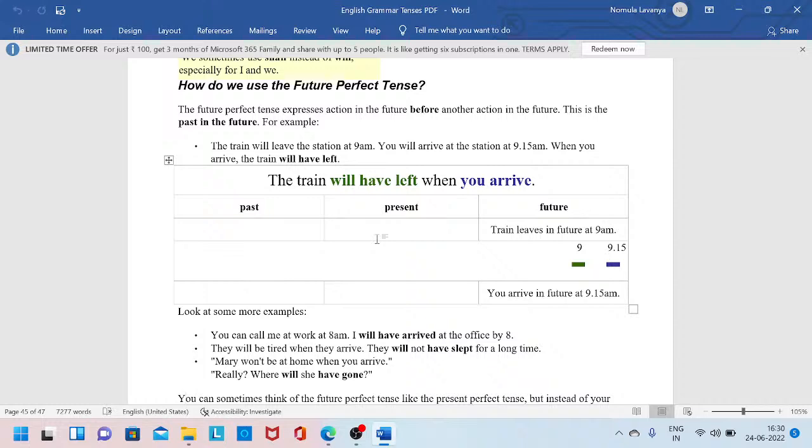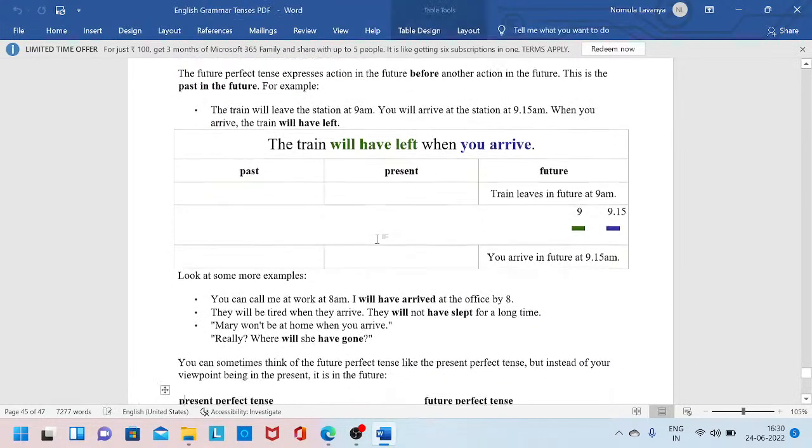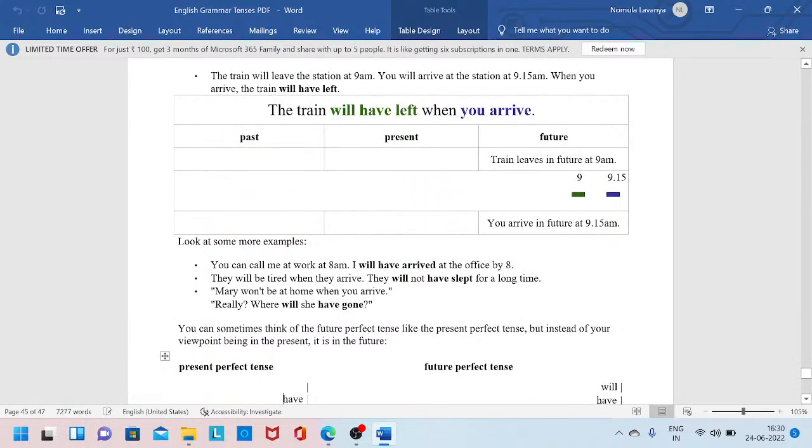They will be tired when they arrive. They will not have slept for a long time. So these are a few examples we have. And you can sometimes think of the future perfect tense like the present perfect tense, but instead of your viewpoint being in the present, it is in the future.